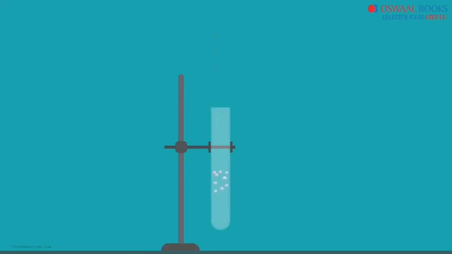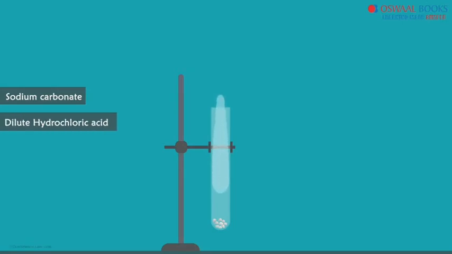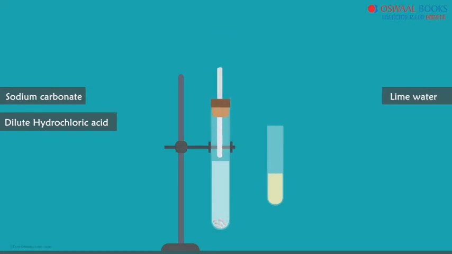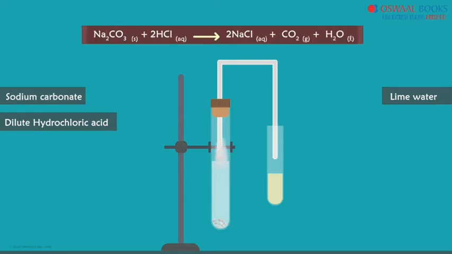We add around half a gram of sodium carbonate to the test tube and then add dilute hydrochloric acid to it. In this other test tube, we have lime water and we pass the gas produced in this reaction to this test tube via the delivery tube. When hydrochloric acid reacts with sodium carbonate, the following reaction takes place. We see that carbon dioxide gas is released.